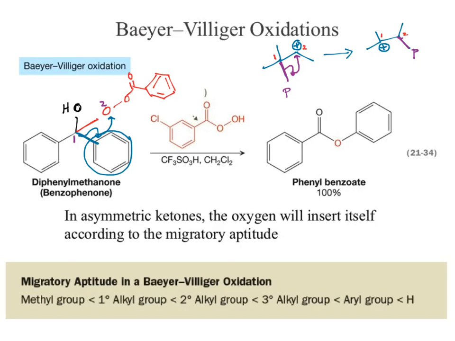We did a 1,2. What did we shift? A phenyl. We did a 1,2 phenyl shift, also known as a rearrangement. What are they calling it? Migratory aptitude. Why? Because it's confusing.